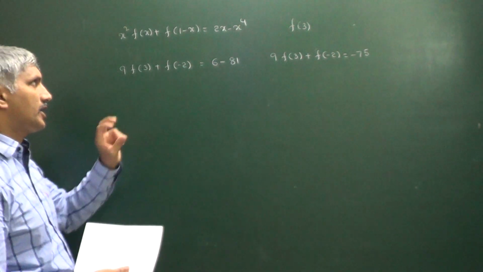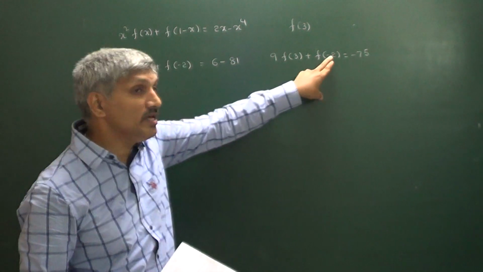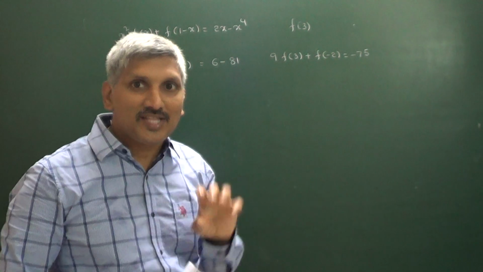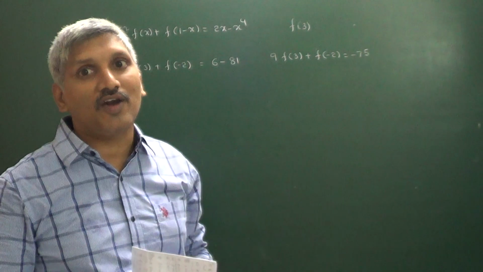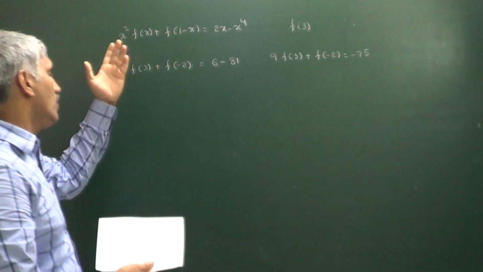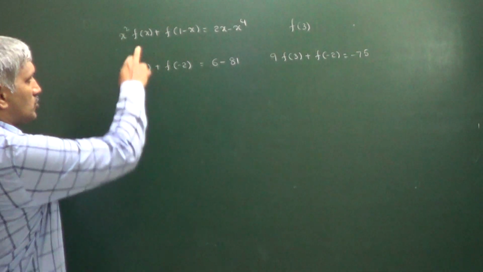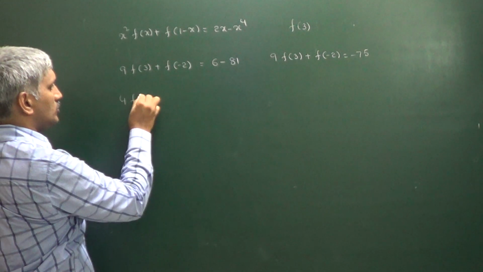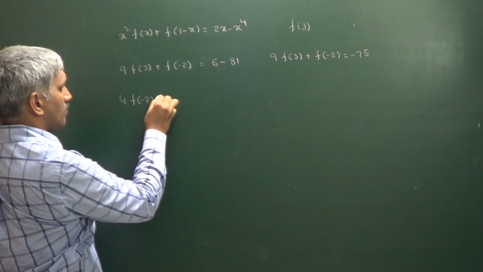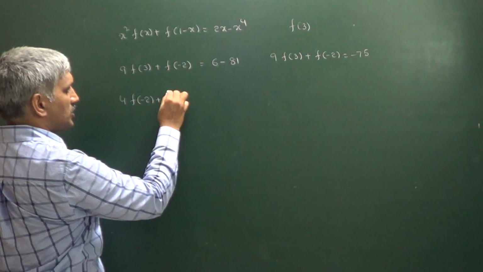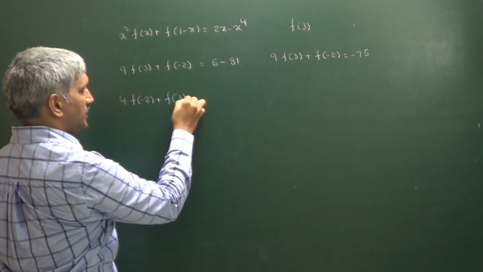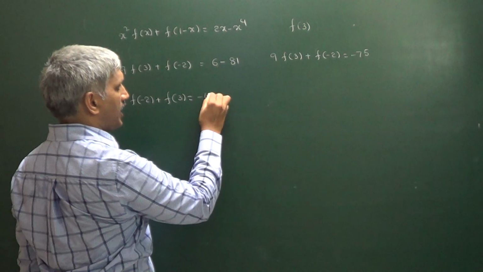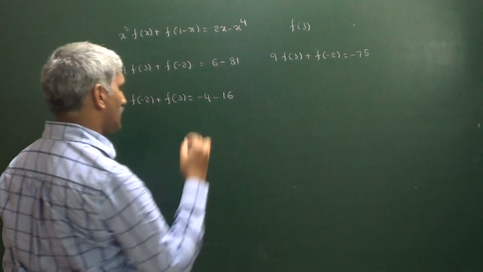So what to do now? Yes, you can check. We have to eliminate this minus 2. F of minus 2 we have to eliminate. That's why again we have to bring the term f of minus 2. So now x is replaced with minus 2. What happens? 4 times f of minus 2 plus f of 3 is equal to, x is replaced with minus 2, we will get minus 4 minus 16.